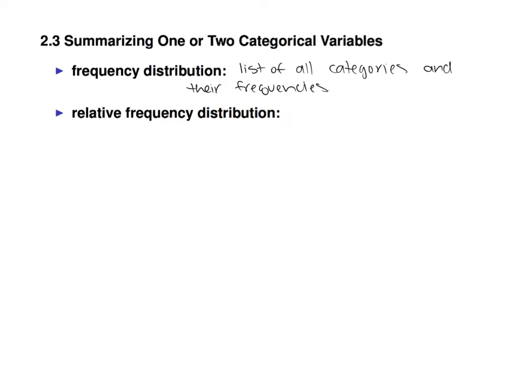A relative frequency distribution is very similar, but instead of giving the raw numbers, it gives proportions or percents. So this lists all categories with frequencies given as proportions or percents.